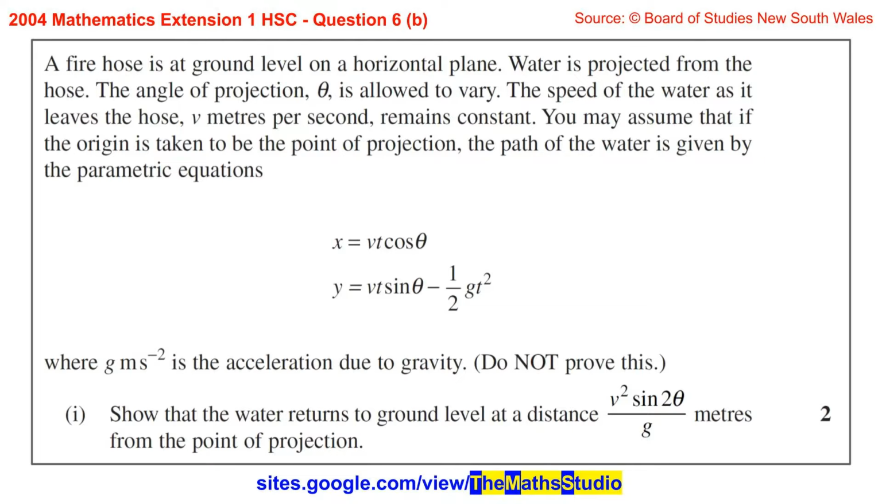You may assume that if the origin is taken to be the point of projection, the path of the water is given by the parametric equations x equals vt cos theta, y equals vt sin theta minus half gt squared, where g meters per second squared is the acceleration due to gravity. Do not prove this. Part 1. Show that the water returns to ground level at a distance v squared sine 2 theta over g meters from the point of projection.